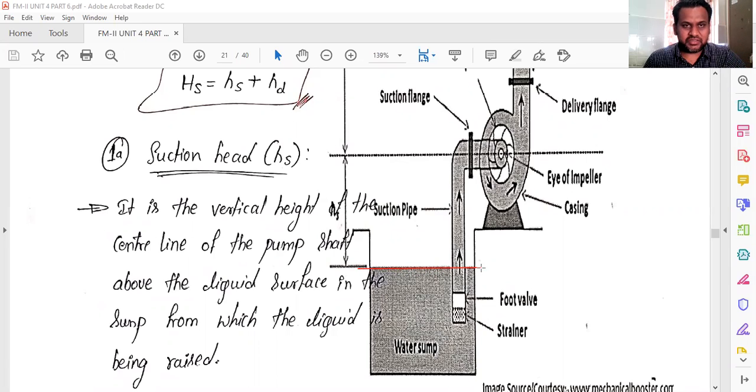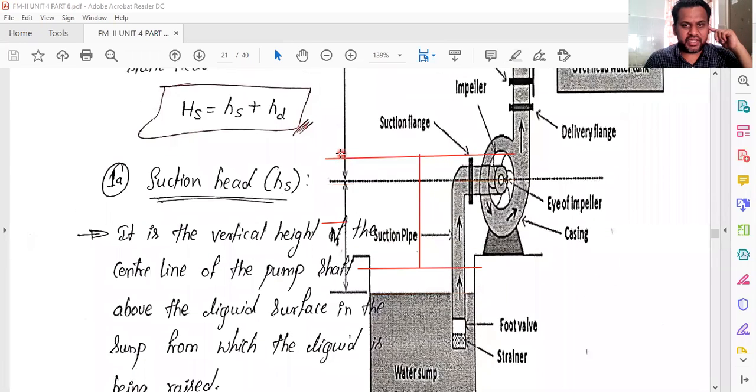Now, what is the head? It is from the free surface of the sump to the center line of the shaft, or we can call it the level of the eye of the impeller. This distance or this head is called suction head, that is, we can call it h suffix s. I have written it here, it overlaps.